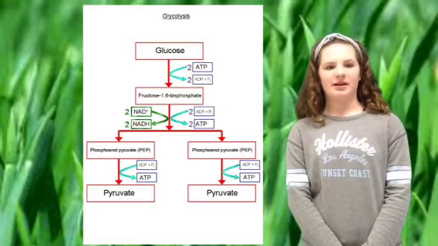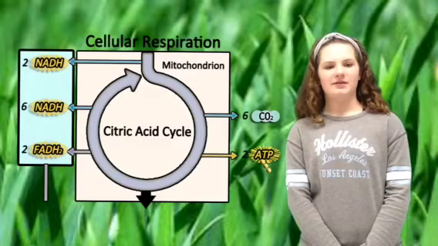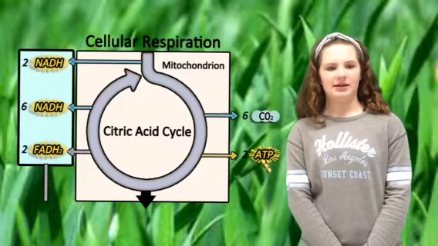The next step, the Krebs cycle, also known as the citric acid cycle, takes place in the mitochondria. Oxygen is fixed to pyruvates, and that makes carbon dioxide, 2 ATP, 8 NADH, and 2 FADH.